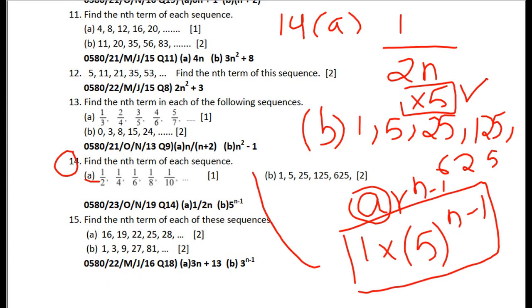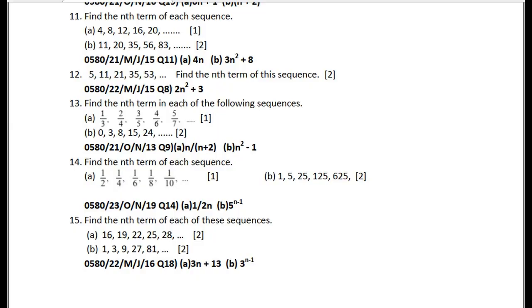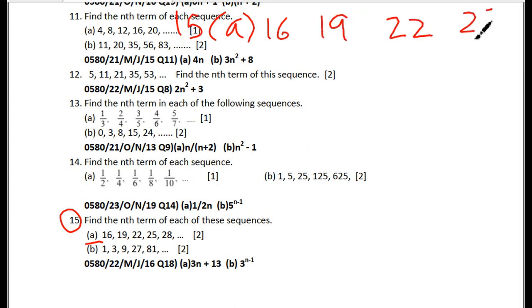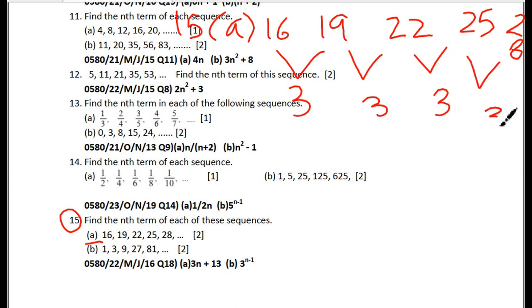Where is that? Here. This is the answer for part 40. Part 15, question 15, part A: find the nth term of the sequence 16, 19, 22, 25 and 28. So we are adding 3 over here, then again plus 3, then again plus 3, then again plus 3. So this is first level common difference.